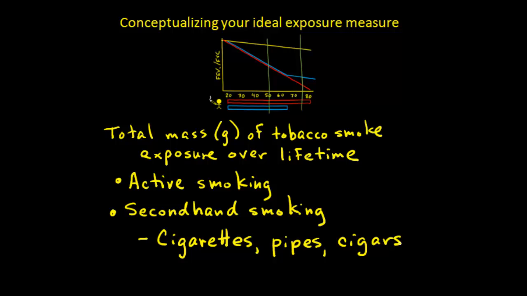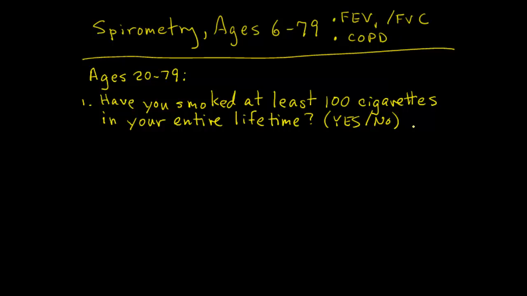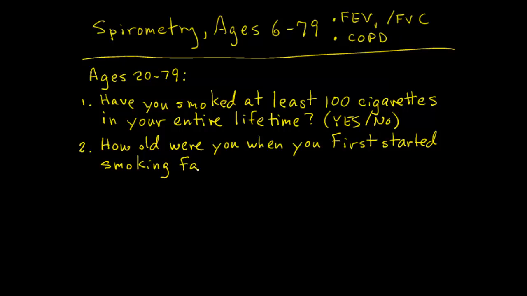So with this in mind, let's go look again at the variables that I found were available in the NHANES data for my model. If we look again at the variables, we have: have you smoked at least 100 cigarettes in your entire lifetime? I can use this variable to classify people who were never smokers. If someone has never smoked more than 100 cigarettes in their entire lifetime, I'll probably just consider them a never smoker. Now, the second question is for people who ever smoked fairly regularly in their life. It asks them how old they were when they first started. So this will be the starting point for their exposure to fairly regular smoking.